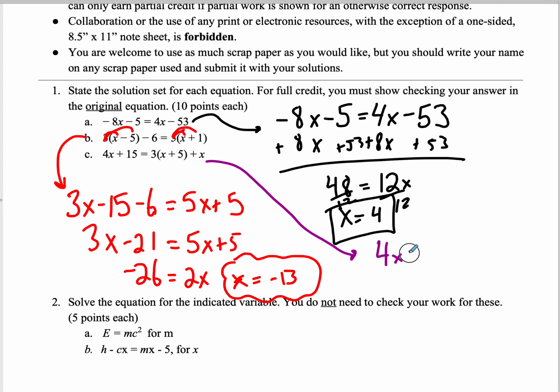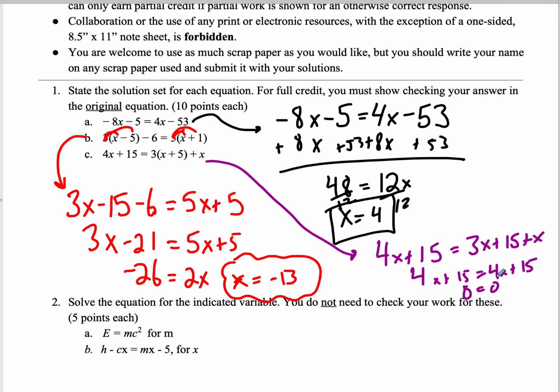So on the left, everything's hunky-dory, right? Nothing to really do there. On the right, let's go ahead and distribute, and I get 3x plus 15 plus x. Okay, and when I clean that up, what I get is 4x plus 15. Okay? But notice how that simplifies to 0 equals 0.